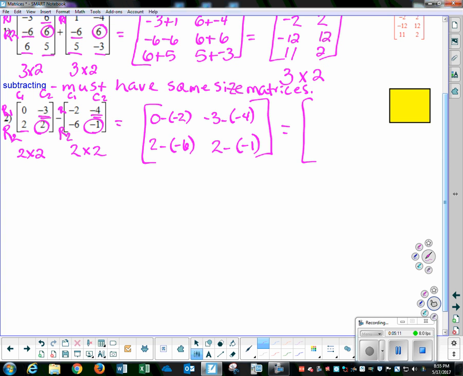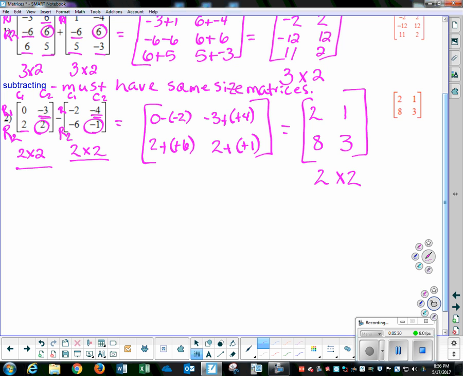And that's going to give us a +2. So minus a negative turns to plus, so we're going to get a +1, goes to plus, we get an 8, goes to plus, we get a 3. When we started with a 2 by 2 and a 2 by 2, we resulted in a 2 by 2. No big surprise. Got the right answer. Okay, we got that accomplished.